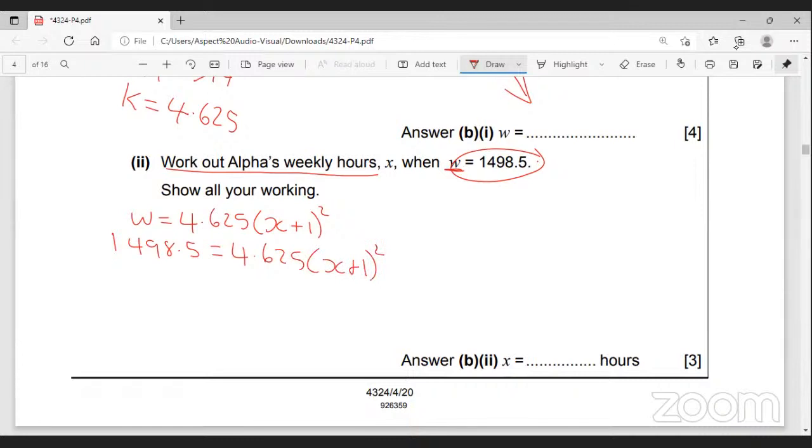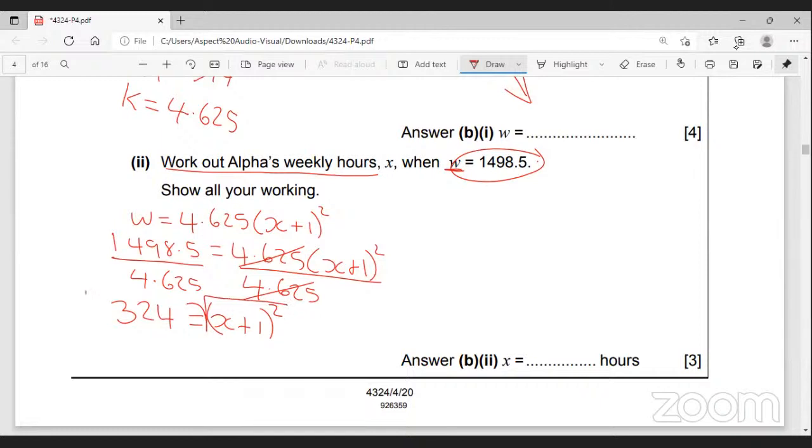What are you going to do? You are going to divide by 4.625. This cancels out, and then what are you going to have? 324, exact, equals (X plus 1) squared. Now, what are we going to do next? We have to apply the square root.